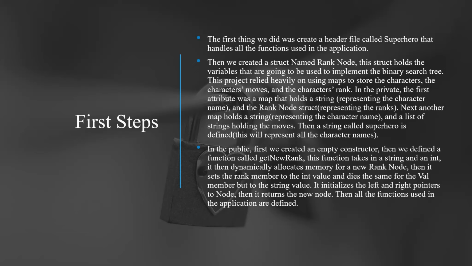And then within the public, we created the empty constructor, and then we defined a function called get new rank. We're taking a string and an int, the string which will represent the name, and then the int which will represent the rank, and made it so that it dynamically allocates memory for a new rank. And then it sets the rank member to the int value, and then it does the same for the val member, which will represent the name of the superhero. It then initializes the left and right pointers to the node, and then it returns the new node. And then all the functions that are used within that application are defined.